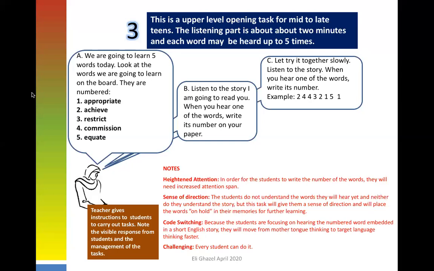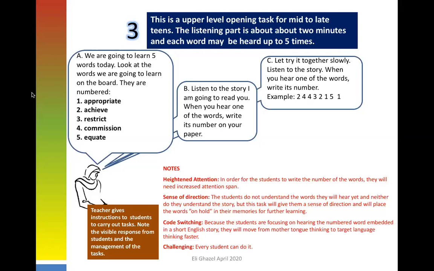All right, good. So you might put, let's say, for appropriate 5, for equate 1, for restrict 2. Now notice that the attention of the listener observer has been heightened or challenged even more, because if they're in sequence and you hear a word, all you need to do is go down the line and write the number. But if the numbers are jumbled in front of the words, then it takes more attention, or more heightened attention span, because it's more challenging.